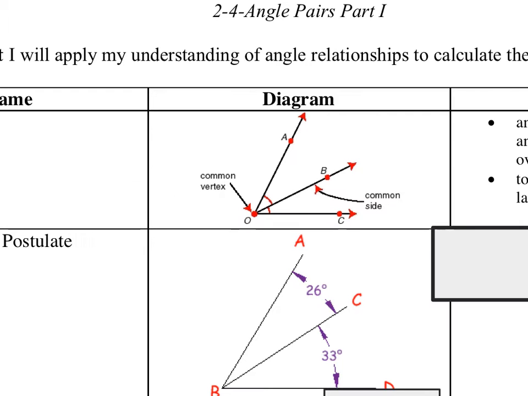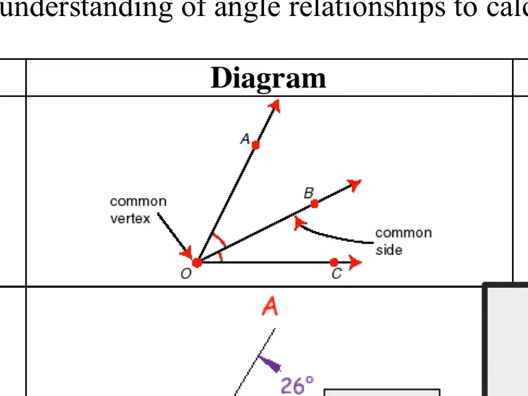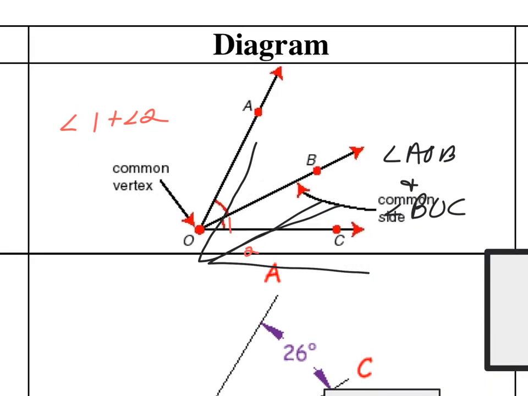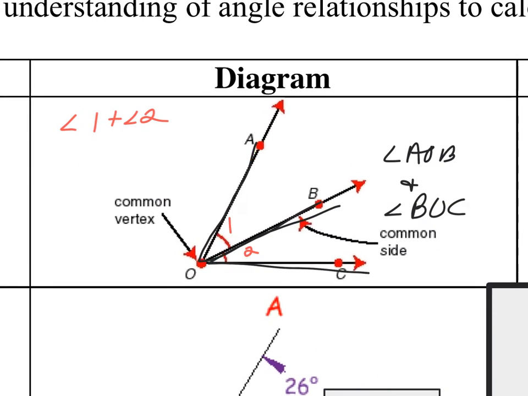So in this visual, I can say that angle AOB and angle BOC are adjacent. If I wanted to, I can also just simply put numbers next to them. I can say angle 1 and angle 2 are adjacent. If you want to, you can typically just number them. That's what I would prefer that you do because it just makes it easier for everyone else.